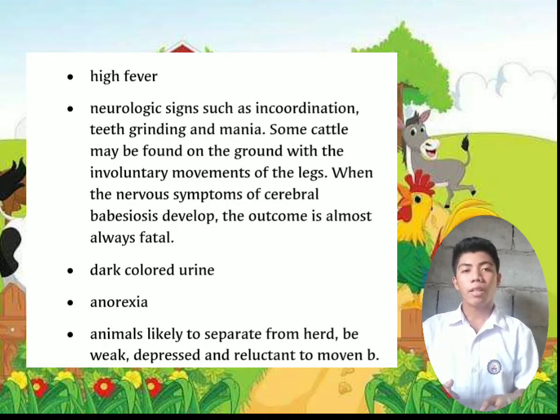So, another one is dark colored urine. Anorexia. Animals likely separate from the herd, are weak, depressed, and reluctant to move.